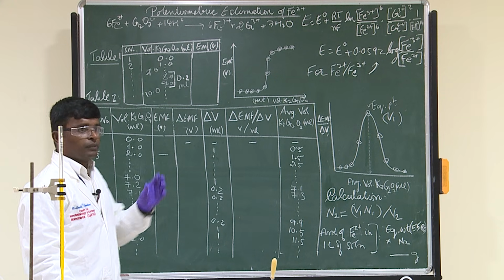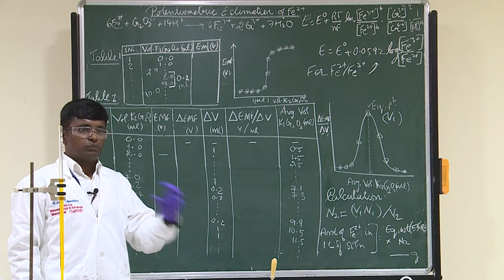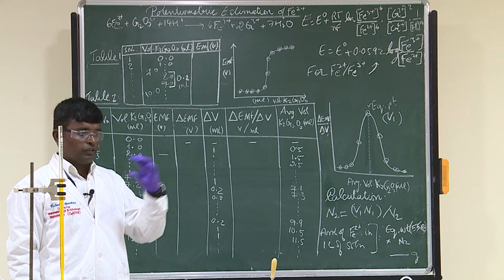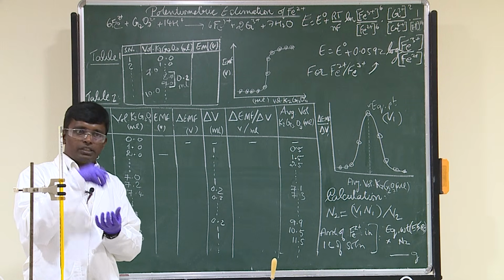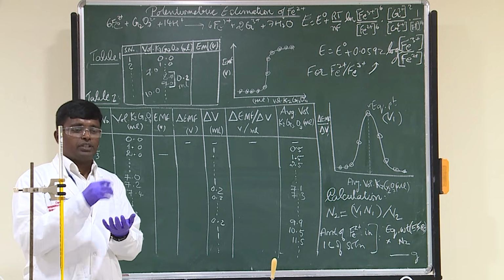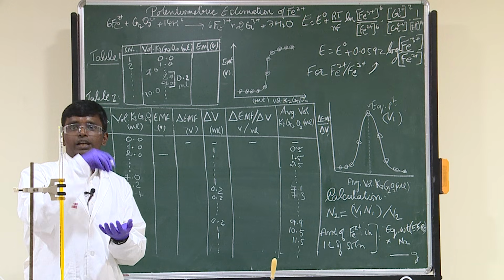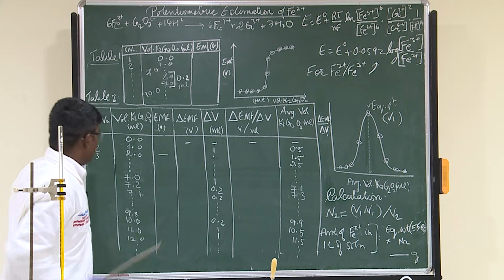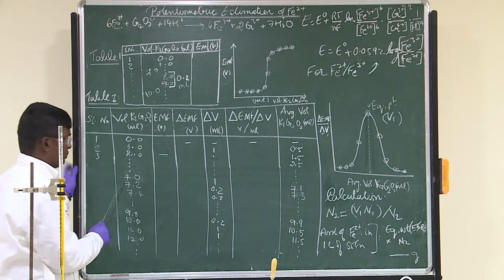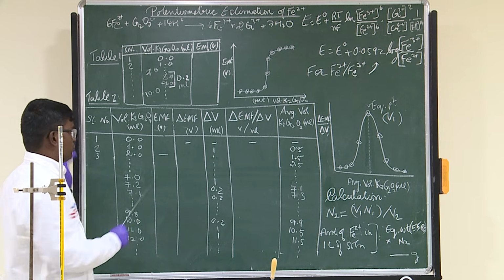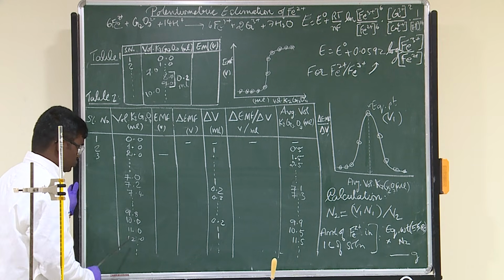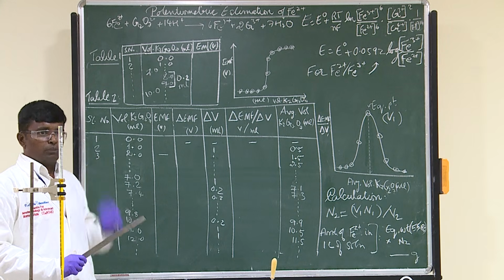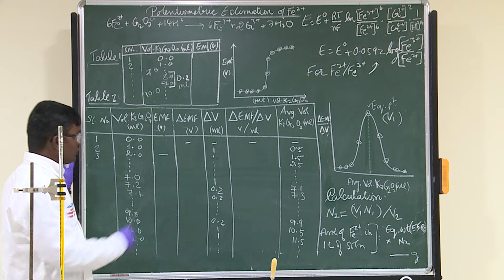So, once again take 10 ml of ferrous ammonium sulfate, add 1 teaspoon of sulfuric acid, add a little bit of water, that should be sufficient to immerse both the platinum electrode as well as the standard calomel electrode, then perform the titration, right. I have done it. What I have done is 0 to 7 ml, 1 ml interval, I have recorded the potential, and then between 7 to 10, I have recorded 0.2 ml interval, and it is tabulated, right.